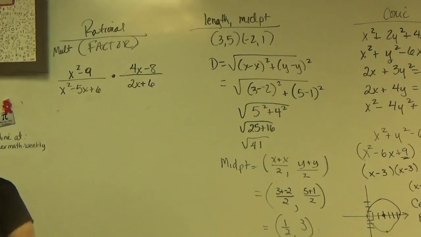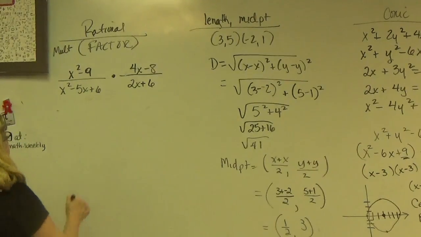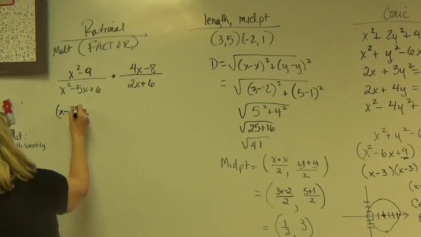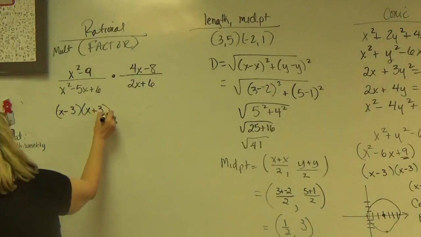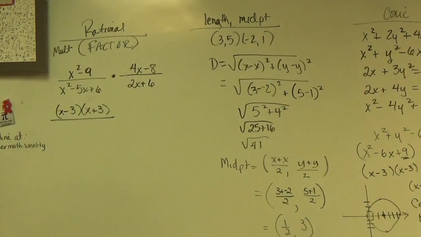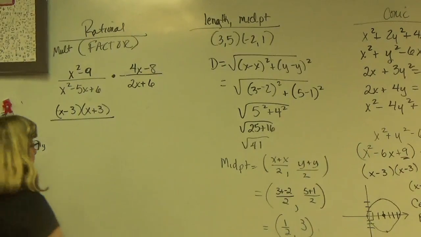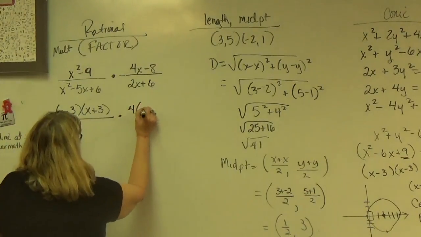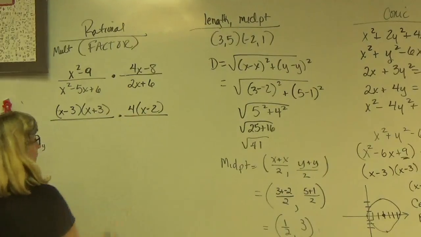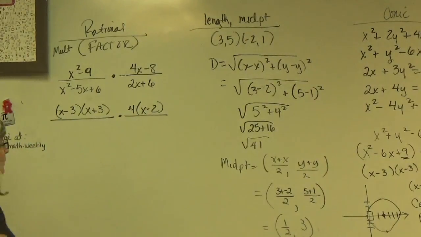So how am I going to factor that expression? The top one you can do x plus 3, x minus 3. Difference of two squares, good. The 4x minus 8 you can take out 4. Take out what's in common. The 2x plus 6 you can take out a 2.